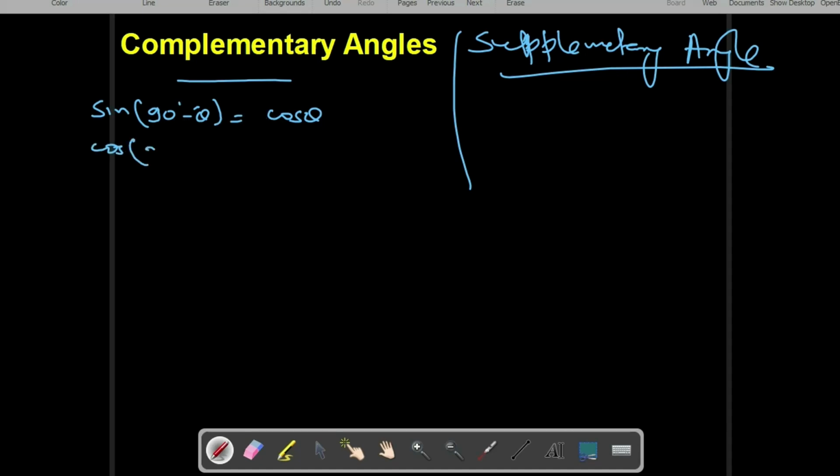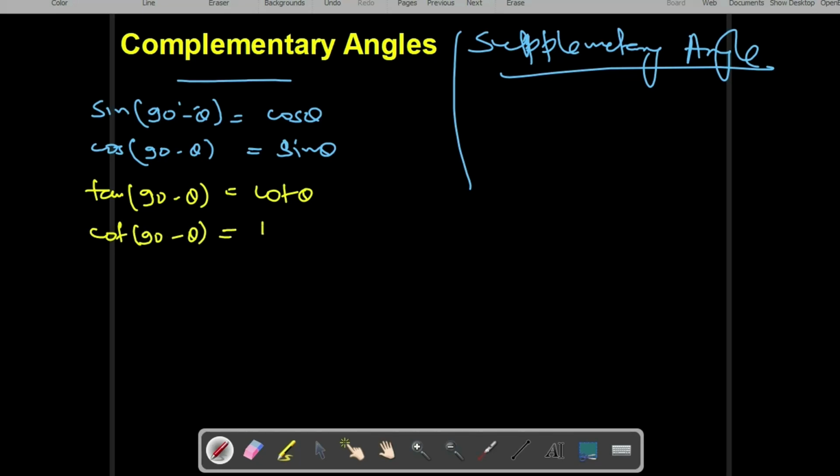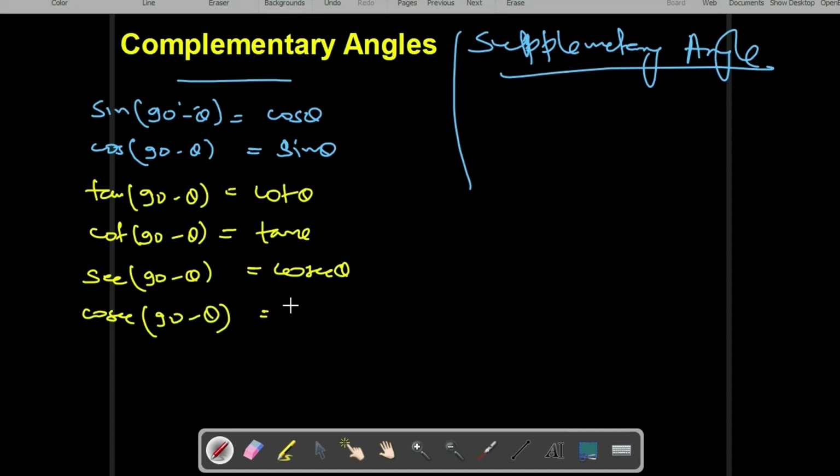Like if I write cos 90 minus theta, then in that scenario what can we write here? Sine theta. Okay. Now let's take one more example, tan 90 minus theta. The answer will be cot theta, because it is a complementary angle. If we have cot 90 minus theta, what can we write here? Tan theta. Like sec 90 minus theta, we can write cosec theta. And if I write cosec 90 minus theta, then our answer will be sec theta. Okay. So this is first.